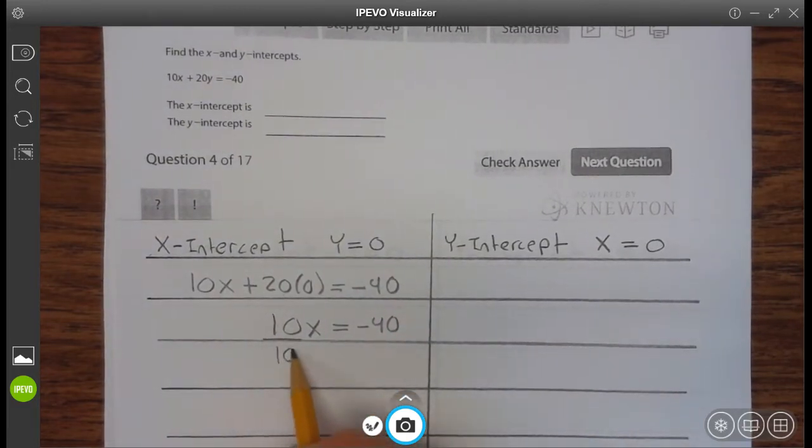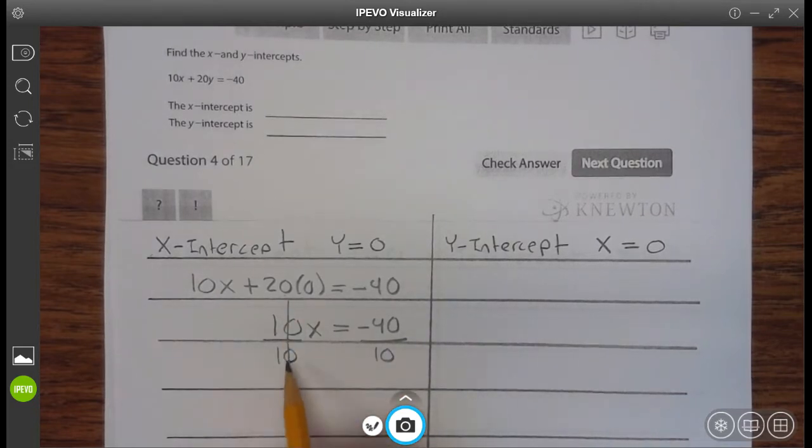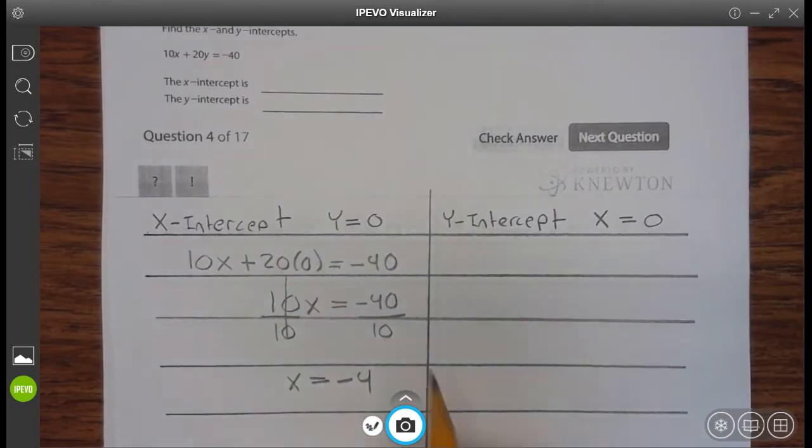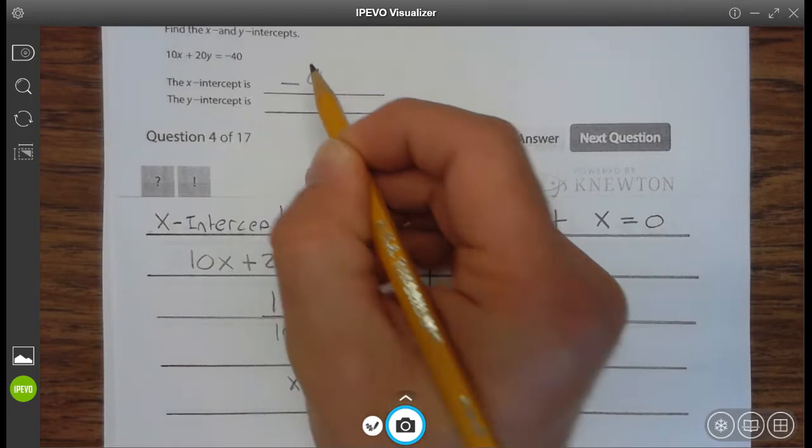Divide both sides by 10. 10 divided by 10 is 1. So x equals negative 40 divided by 10, which is negative 4. So the x-intercept is negative 4.